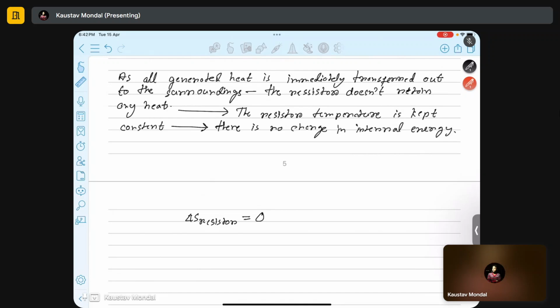Now, that means whatever heat is generated is transferred to the surroundings, which basically means there would be a change in the entropy of the surroundings, right? Although there is no change in the entropy of the resistor, there would be some change in the entropy in the surroundings.